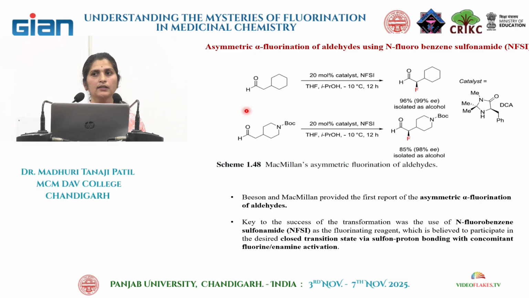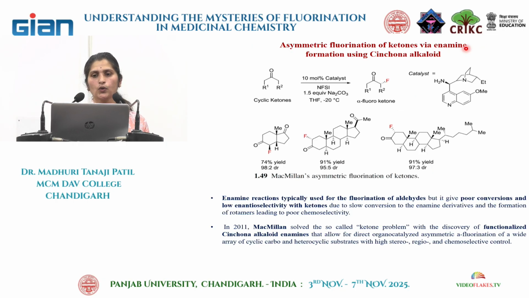Like sir has discussed, when you have fluorine in a drug molecule, you have to be very careful about stereochemistry. So asymmetric synthesis of this fluorination is very important, and you can do that by this reaction. Similarly, you can do it for this compound also. Again you have to use NFSI reagent and you will get 85% yield and 98% enantiomeric excess.